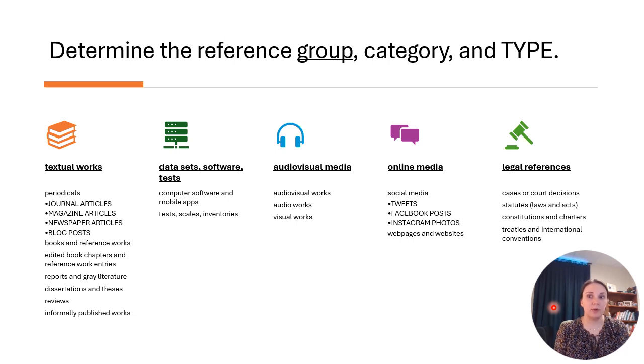You have those 5 groups, and within those you have your categories, and then underneath the categories you have the types. APA doesn't really care how you access the work and what format that work is in. So for example, APA doesn't care if you got the work online or in print, or if it's electronic or if it's a DVD. That type of stuff won't impact your reference list entry.